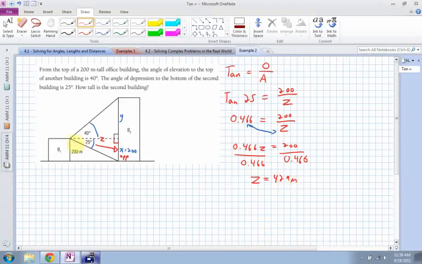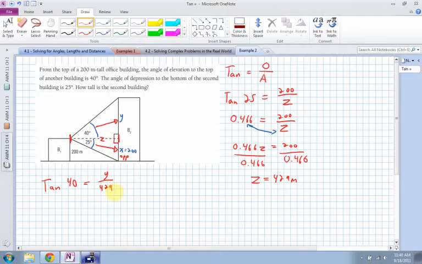And that is the distance from here all the way to here. The distance between the buildings is 429 meters. But now I can use that with my angle 40. Because now I'm trying to solve for, again, the opposite side, and I have the adjacent. So again, I'm going to use tan. But this time I'm going from 40 degrees. So I'm going to use tan of 40 degrees is equal to y over 429.